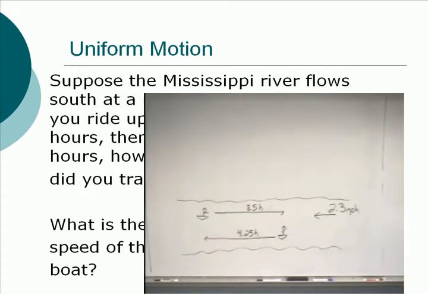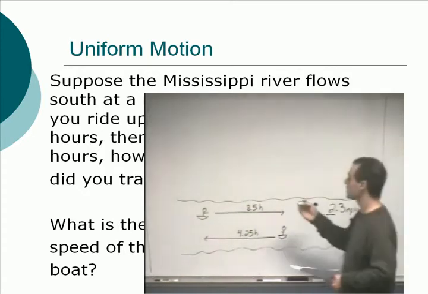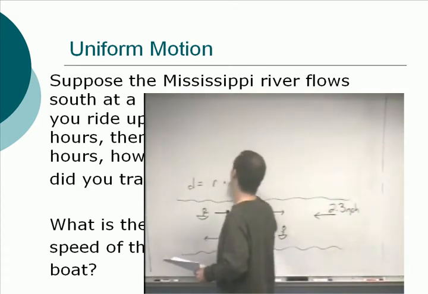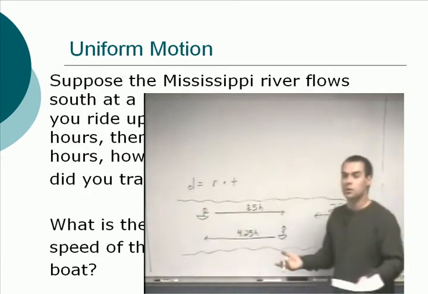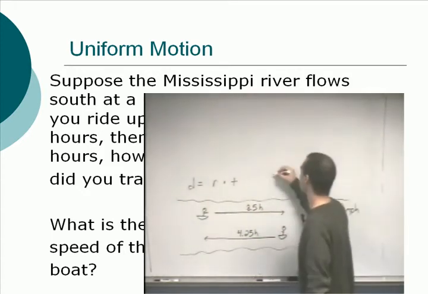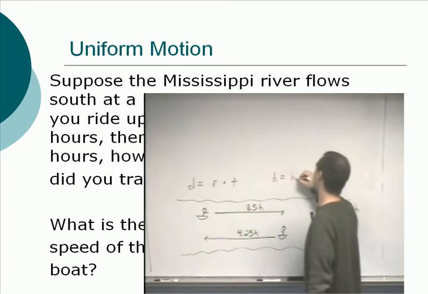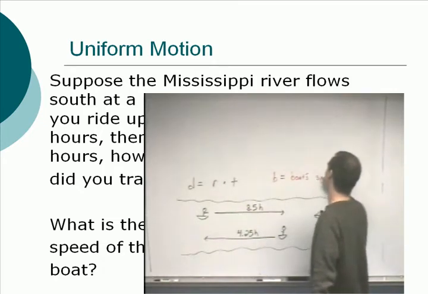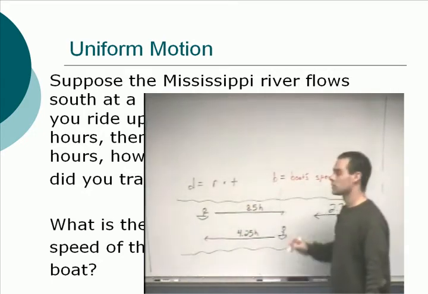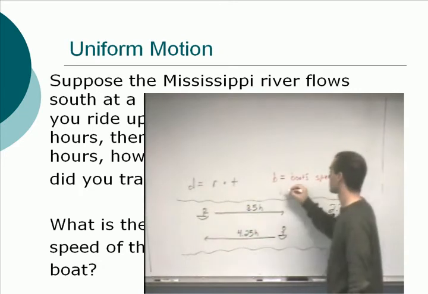Very similar to the last one. We know that distance equals rate times time. What are the two things we're going to write our equations for? What two separate facts are we given? Well, our two unknowns are the speed of the boat. So let's let B equal the boat speed. And the other unknown that we want is the distance.